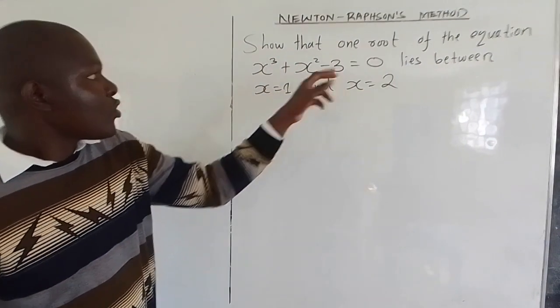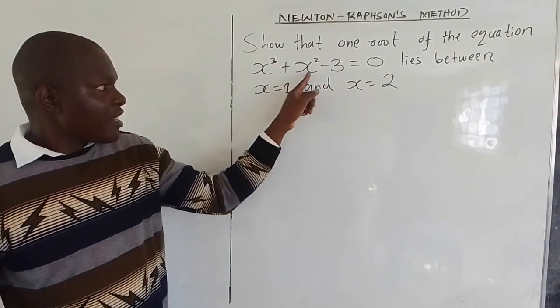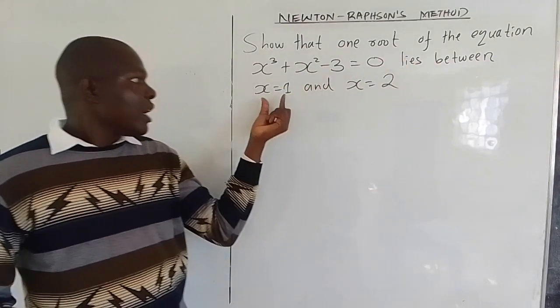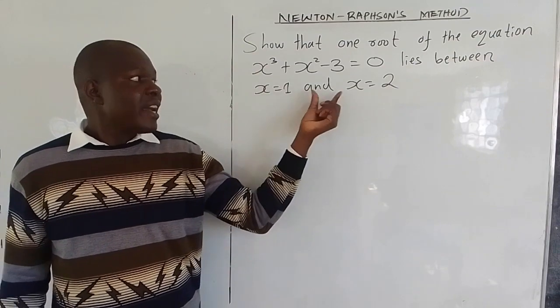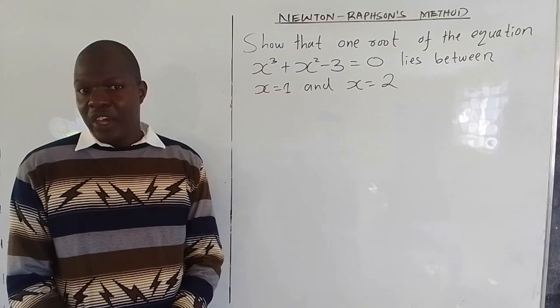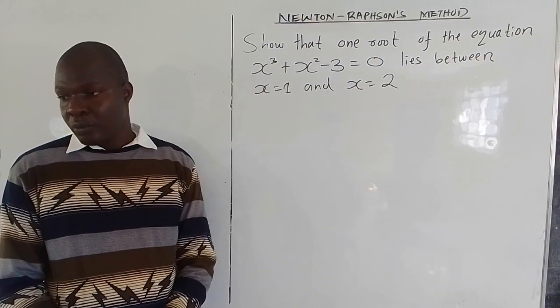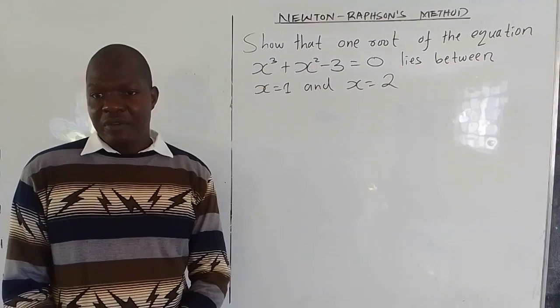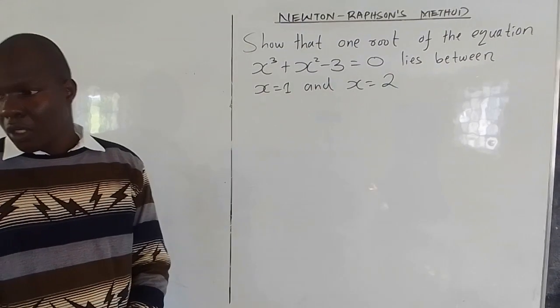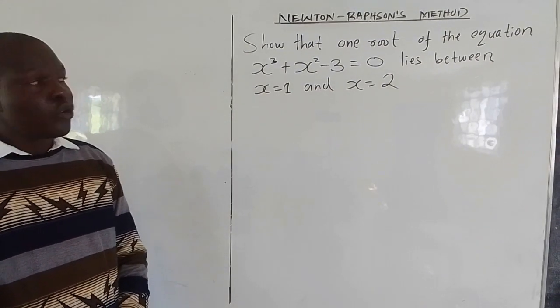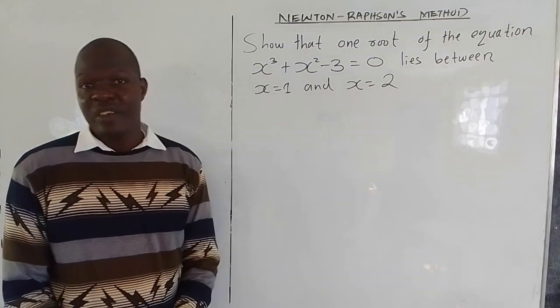So one root of the equation x cubed plus x squared minus 3 equals 0 lies between x equals 1 and x equals 2. Then you've been told to use the Newton-Raphson method to determine the value of that root, isn't it? So you use the Newton-Raphson method to determine the value of that root.